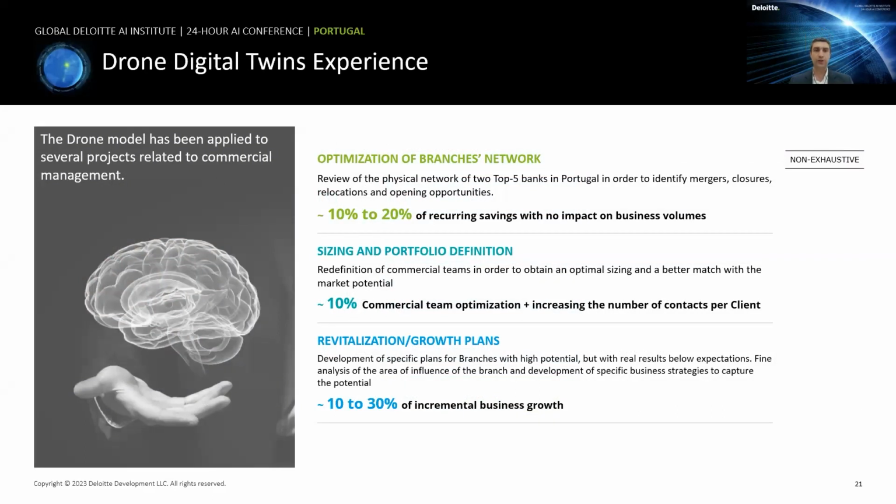Naturally, as a consultant, I could not escape a commercial slide, but we have had a lot of very positive results with drone. We have worked not only in Portugal, but we've done projects with our colleagues in Brazil, Mexico, Spain, and Angola. We had very positive results, especially in the optimization branch, the sizing and portfolio definition. It's actually one of the aspects where we have seen the strongest relationship with the digital twins part.